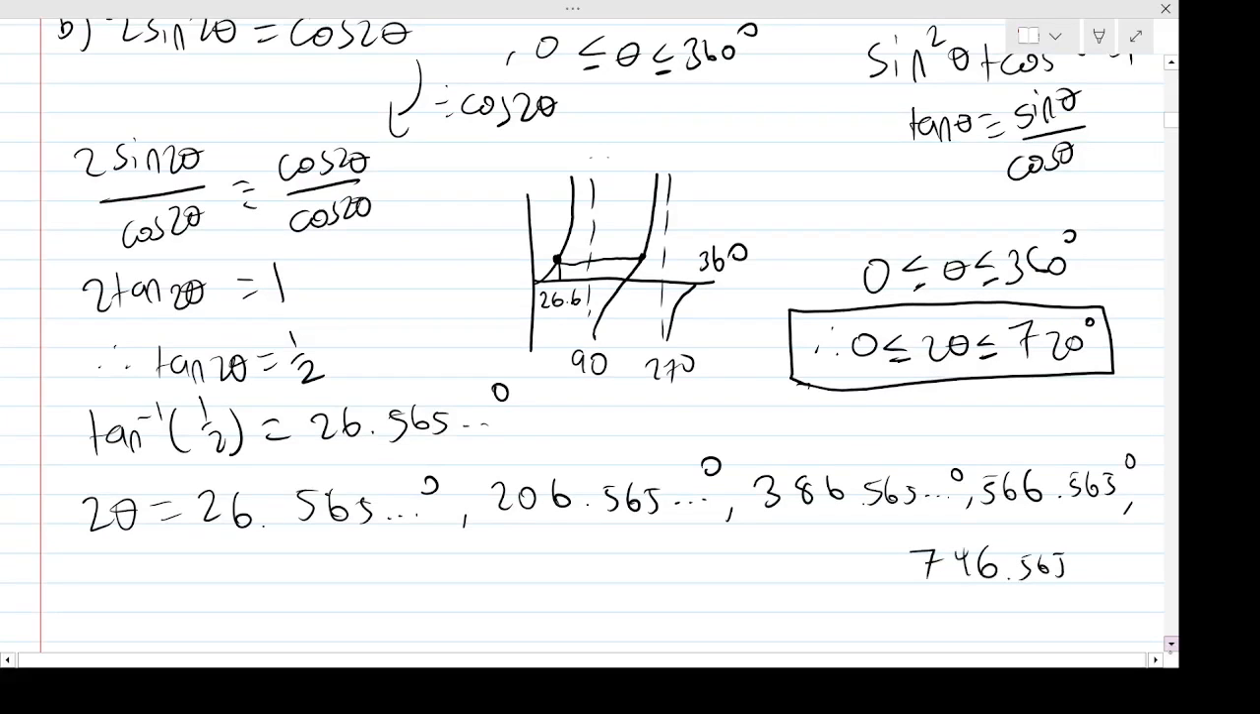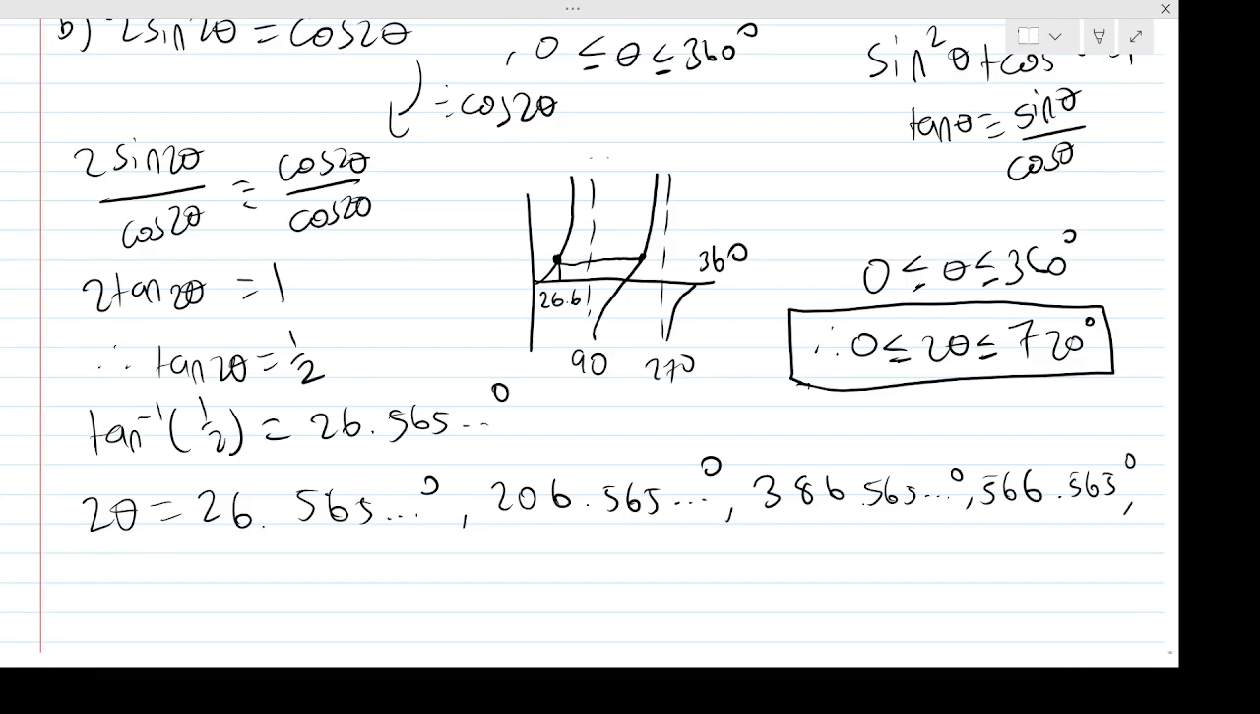Then if I add another 180 on, I get 746.565. Well, hang on, we got an issue here because that's above 720. So we can't have that solution, so that's it. So those are all my values there. Those are all the values below 720, and obviously positive as well, so above 0. Those are my values then, but this is 2 theta.